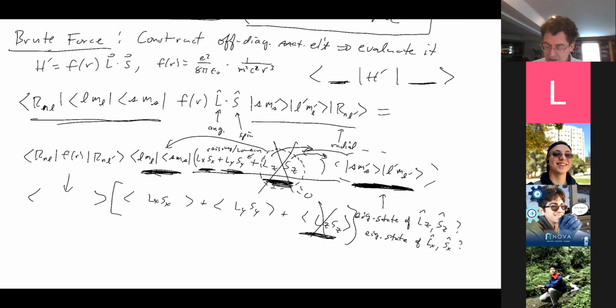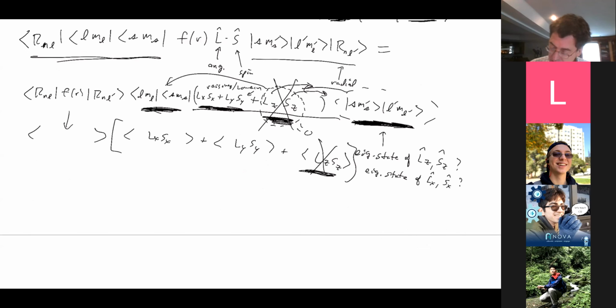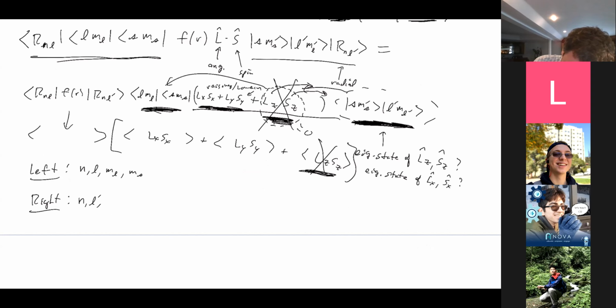All right. So that means that when this thing in the middle hits these guys, it's going to hit them with raising and lowering operators. And so what that means basically is, on the left, I have N, L, M sub L, and M sub S. And on the right, notice I have N, L prime, M sub L prime, M sub S prime.